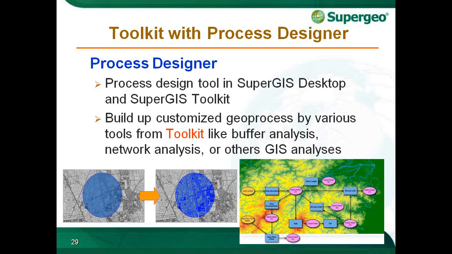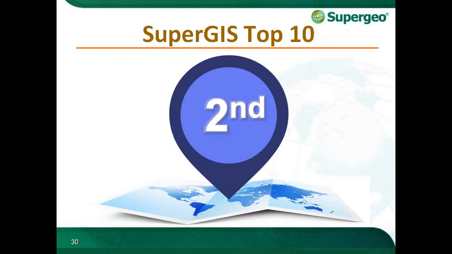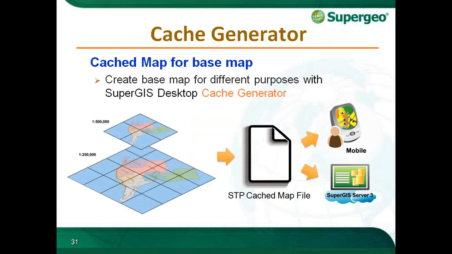Well, audience, did you find out your top features already? Maybe this one is for you. Here comes our number 2. Number 2 is a cache generator.